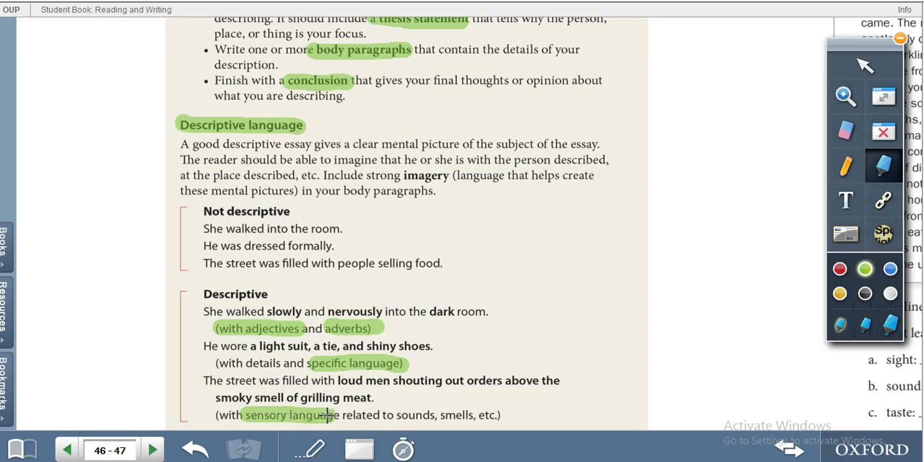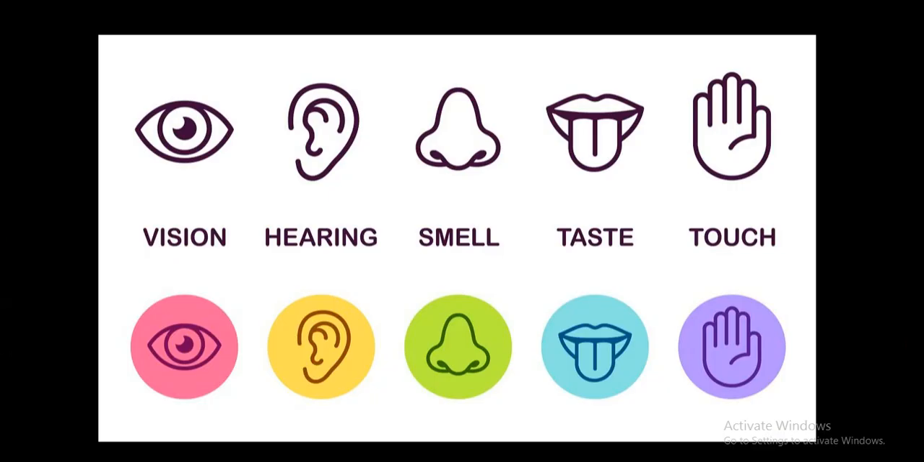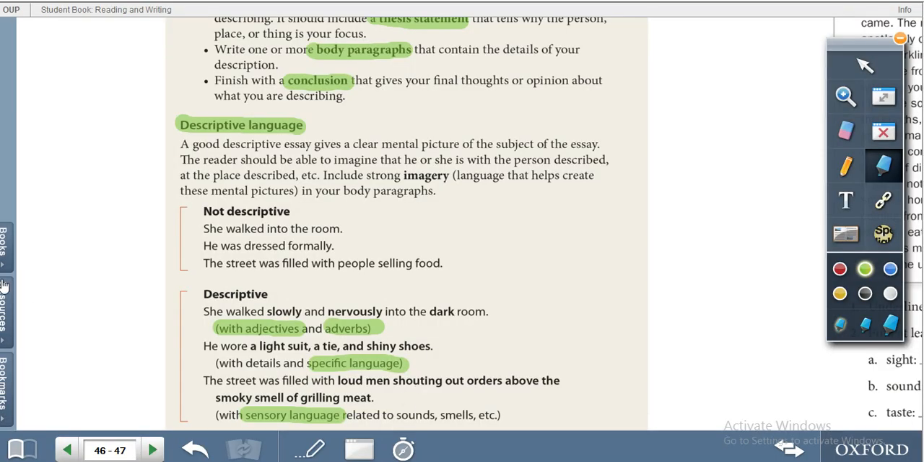You know what sensory language is? Sensory language is related to the five senses: vision, hearing, smell, taste, and touch. For example, in look you say beautiful, handsome, gorgeous, something like this. Hearing, say sweet, like sweet music. And smell, good or bad. And taste, tasty, delicious, crunchy for food. And touch, soft, hard, or something. Okay, that is sensory language.